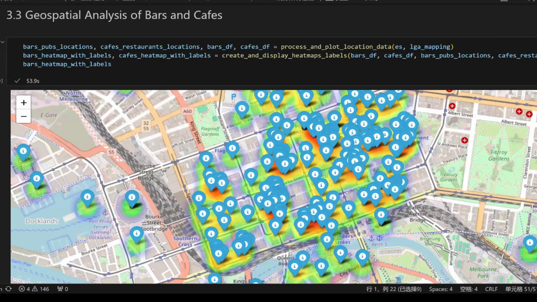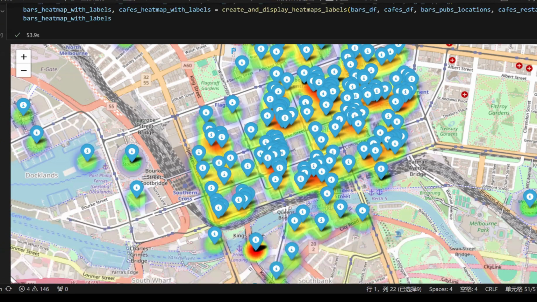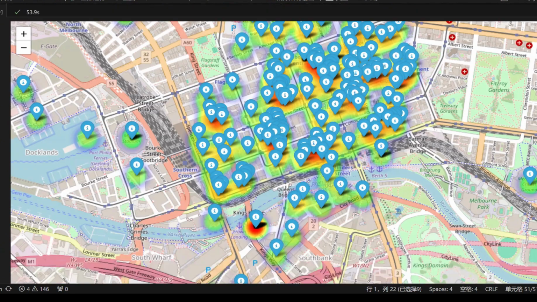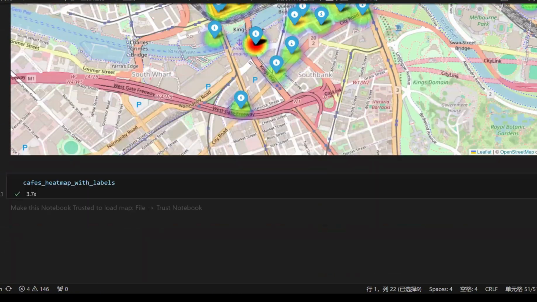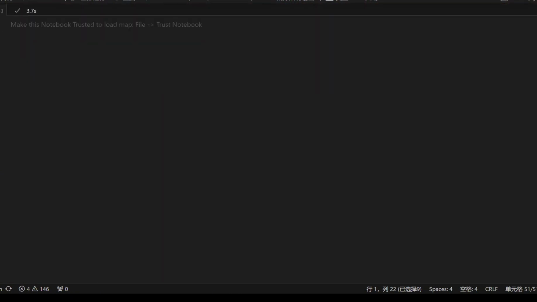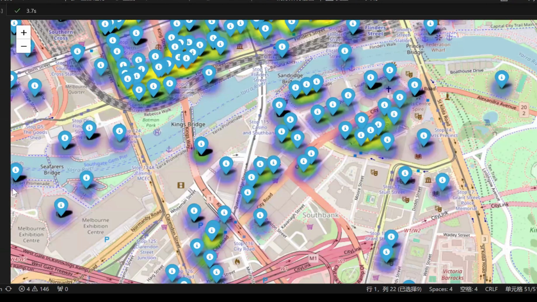Understanding the location of recreational facilities like bars and cafes in different areas can aid tourists in planning their trips, ensuring they have sufficient leisure options during their visits. Our heat maps display the distribution of bars and cafes across Victoria, assisting tourists in destination selection.